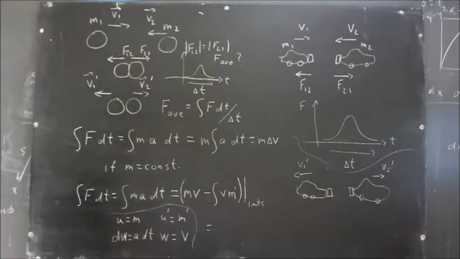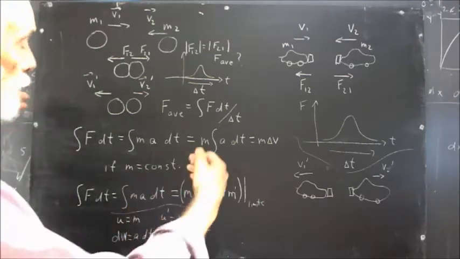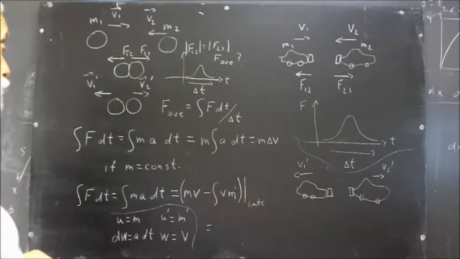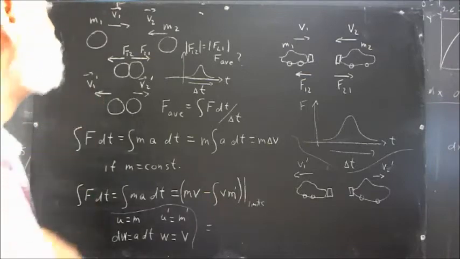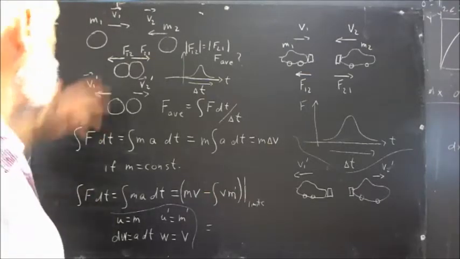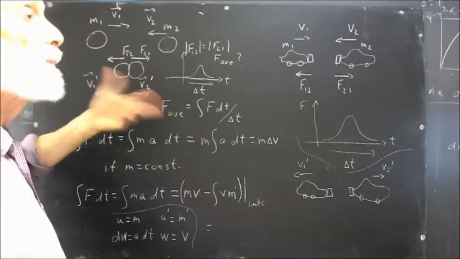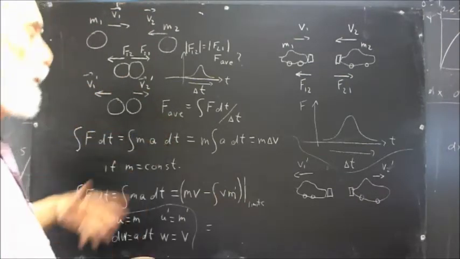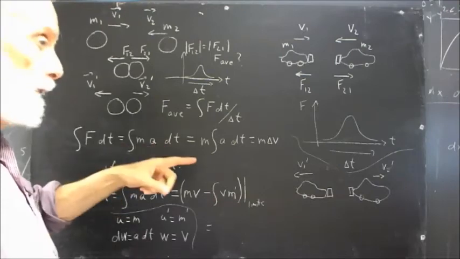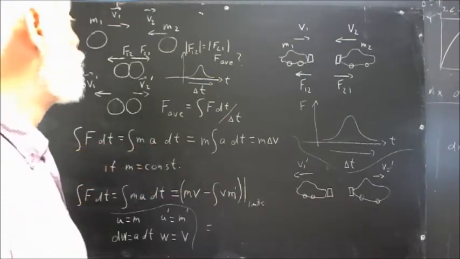Okay, now, if these objects are moving along the same straight line, then we don't necessarily need the vectors. We can treat these as scalar quantities, as plus or minus. They're not really scalars, they're still vectors because they have direction, positive or negative.